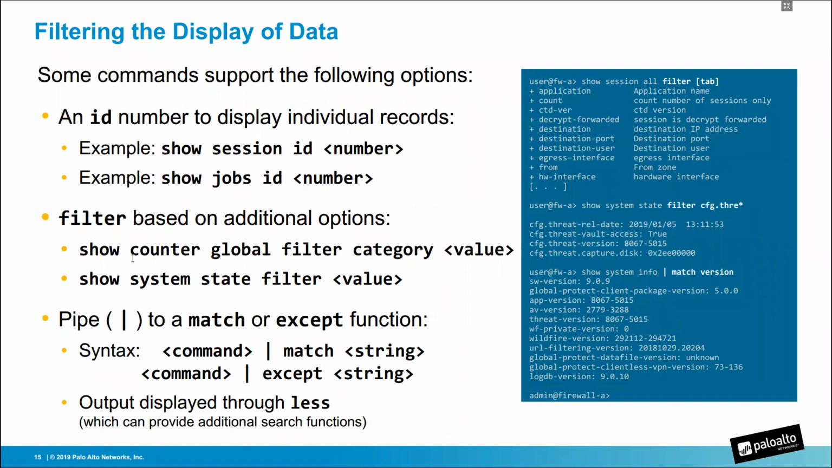If you did CCNA, you already know how to use this pipe. After pipe, you can put two keywords. One is match and the other one is except. There are two keywords you can use, right? Match and except functions. So you need to put the command, then pipe, match, and after that what you want to match. Command, pipe, except, then the string you want to exclude.